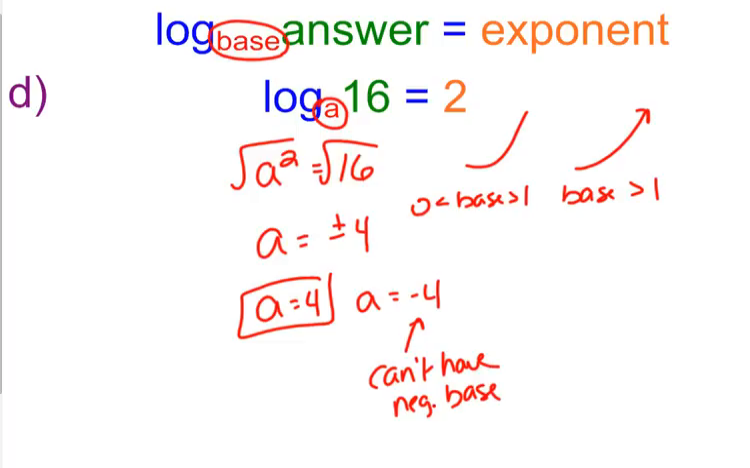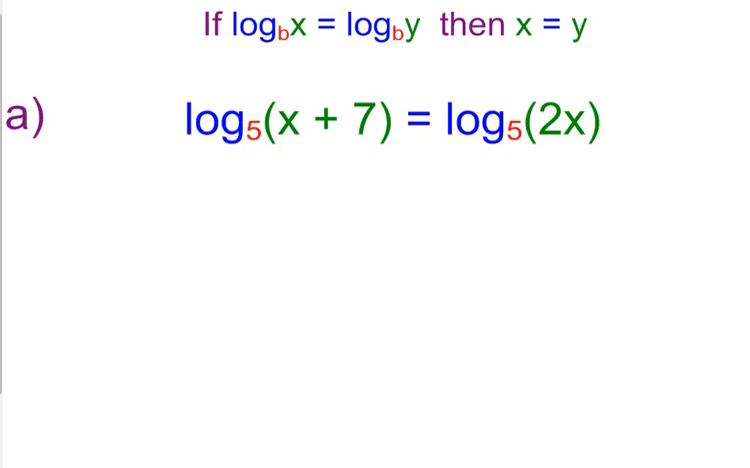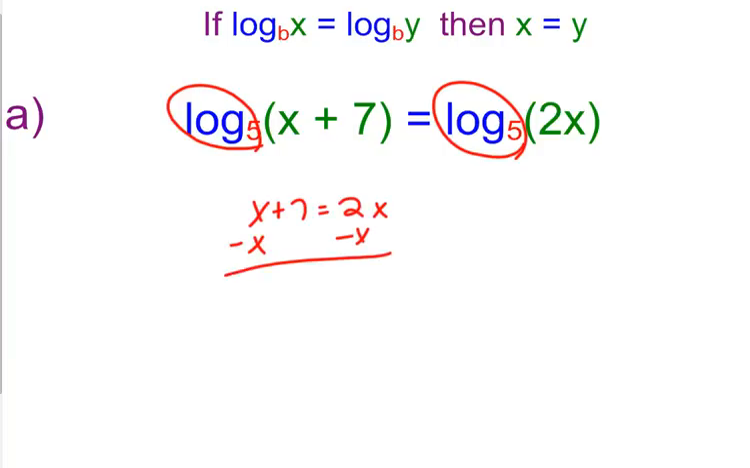The last thing then that we're going to talk about is our property of equality for logs. So if we have the same log and base, meaning log base 5, log base 5, it's just like having the same base for our property of equality that we did the other day. We can then set the of part equal to each other. So I can say x plus 7 equals 2x. And then when I solve that, I would get 7 to equal x. So I get x equals 7.